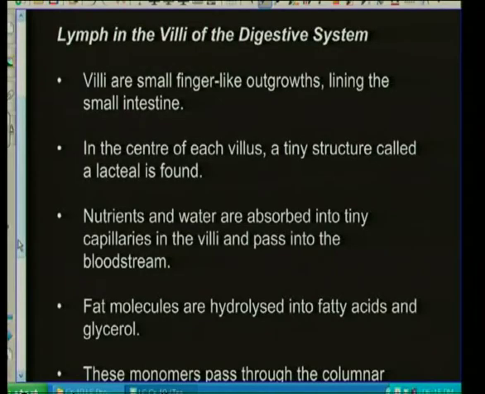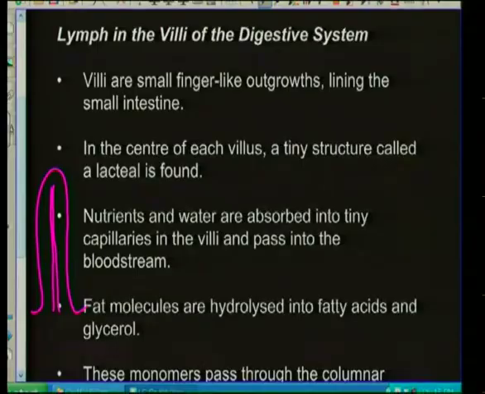In terms of the lymphatic system and the villi, the villi of the digestive system are little finger-like outgrowths inside the intestine, and there's a large lacteal in the middle of the villus. When nutrients are being absorbed in the digestive system, the smaller substances like glucose, amino acids, etc., go into the blood capillaries, and that's how they are transported.